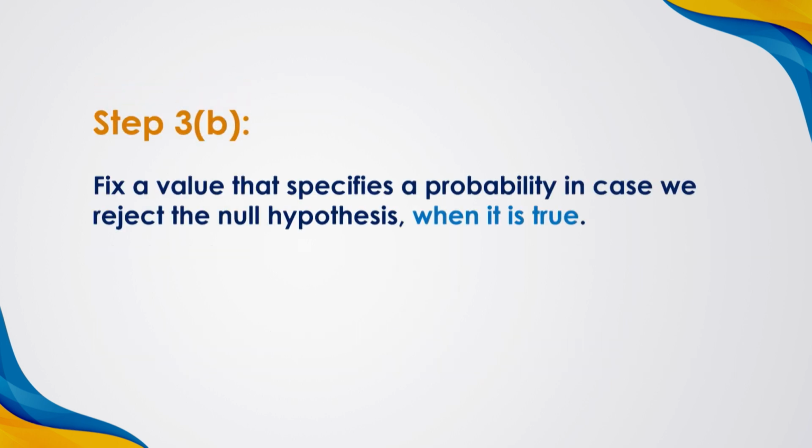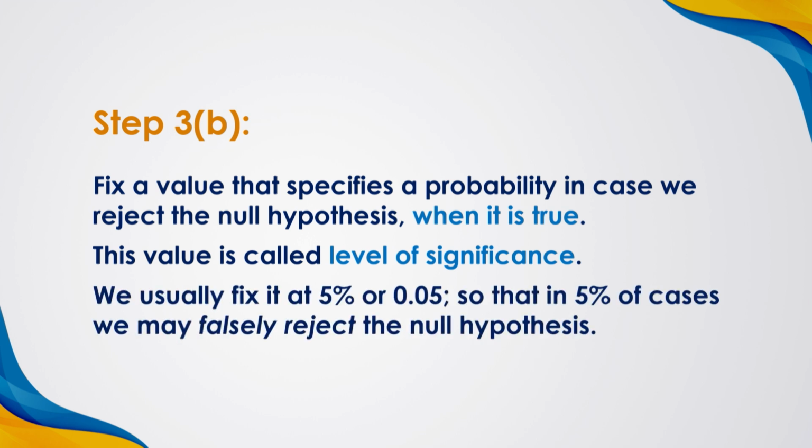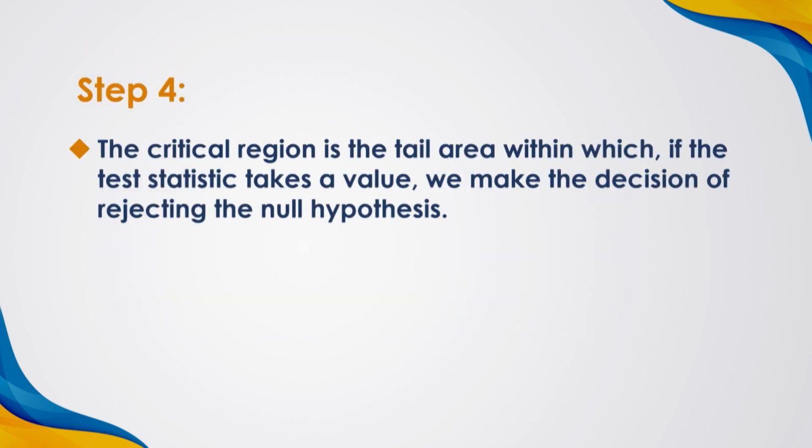Step 3b. Fix a value that specifies a probability in case we reject the null hypothesis when it is true. The value is also called level of significance. We usually fix it at 5% or 0.05, so that in 5% of cases we may falsely reject the null hypothesis. Step 4. The critical region is the tail area within which, if the test statistic takes a value, we make the decision of rejecting the null hypothesis.